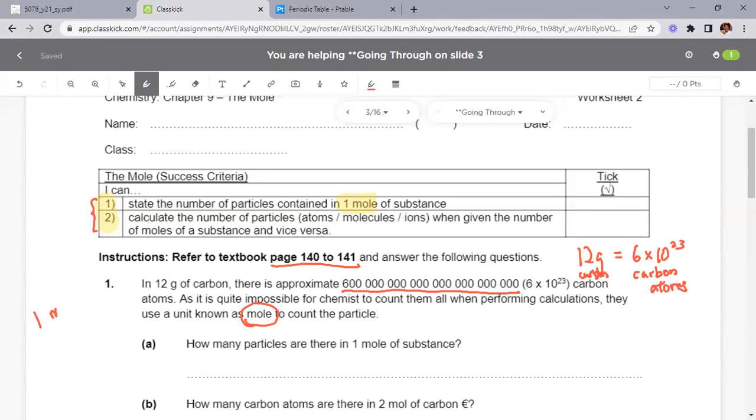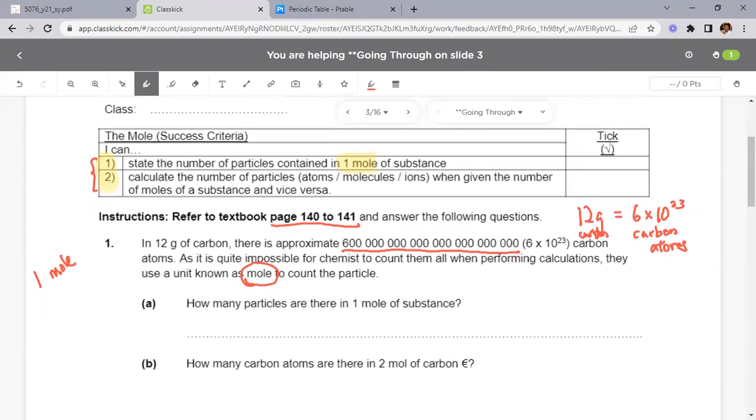So 1 mole, okay? Take note, it's not the mole on your hand, the mole on people's face. Mole is actually a unit, okay? 1 mole. So we're going to use the idea of mole to calculate particles.